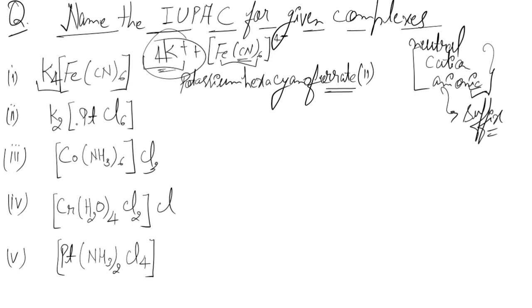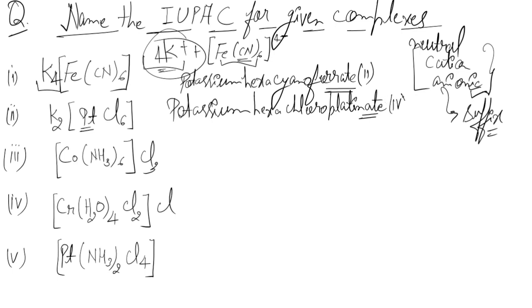Here we also have the same kind of thing, potassium. So we will write here potassium hexachloro. Platinum is the central metal atom, so we will write platinate. Why -ate? Because this is also an anionic species. The coordination sphere is anionic. The oxidation state of the platinum is +4 in this case, so we will write +4. Now let's see the next.